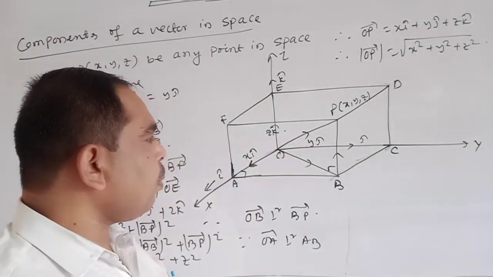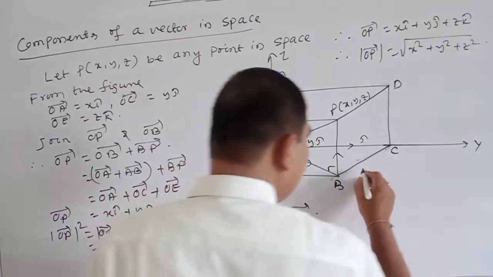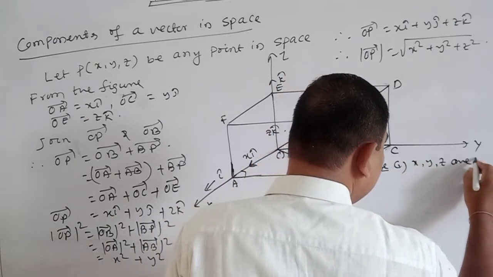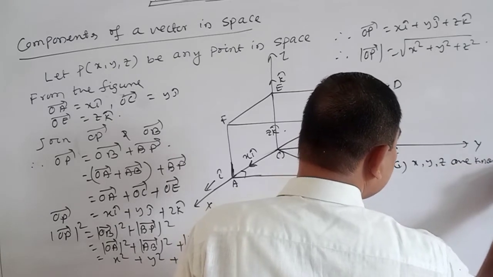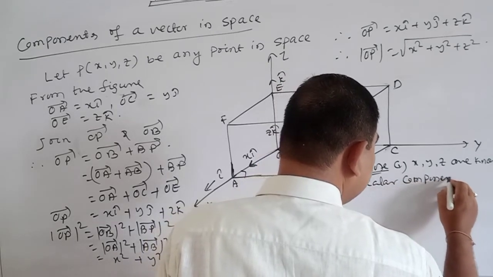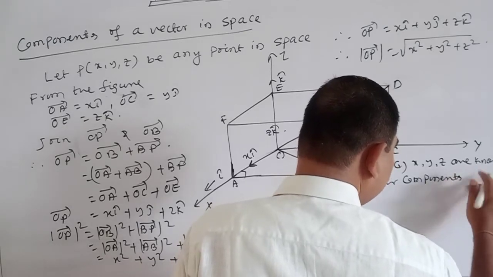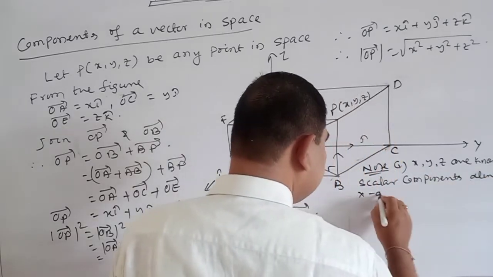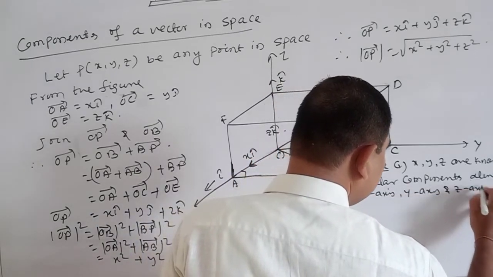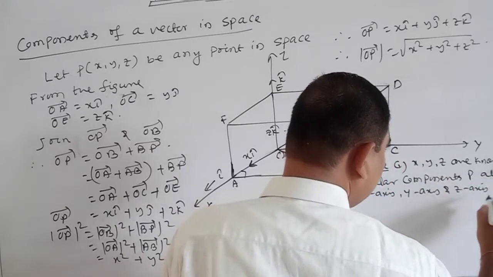Next, x, y, z are scalar components of OP vector. Note: x, y, z are known as scalar components of P along x axis, y axis and z axis respectively.